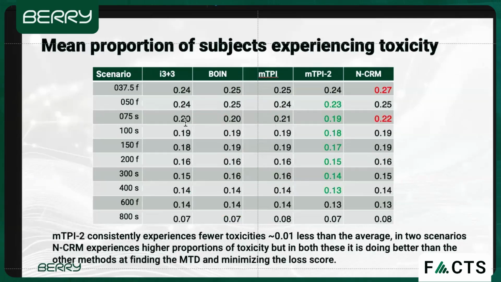The proportion of subjects experiencing toxicity, I've only marked a figure in red if it's the sole model that's been the worst, and I've only marked it in green if it's the sole model that's been the best. And we can see the MTPI2 is actually the best in terms of the subjects within the trial not experiencing toxicity. Now, that doesn't make it the best method, of course. It may just be overly cautious, but it does have a slight cautious tendency.